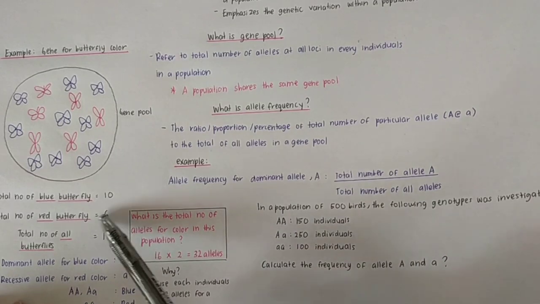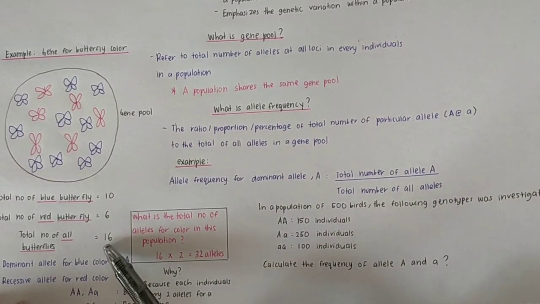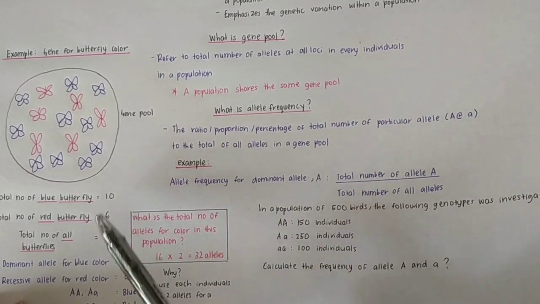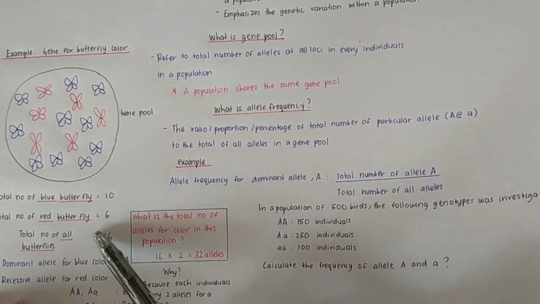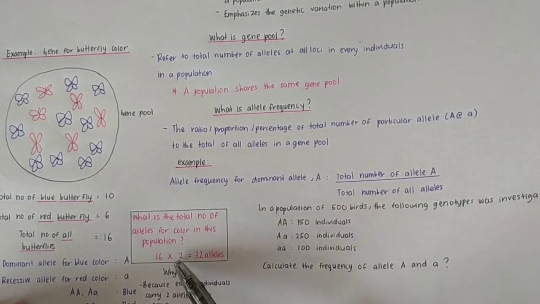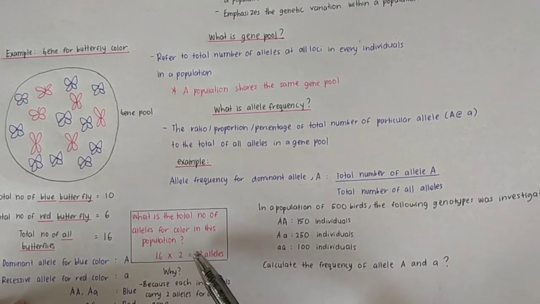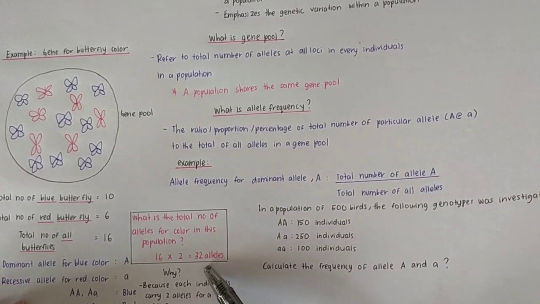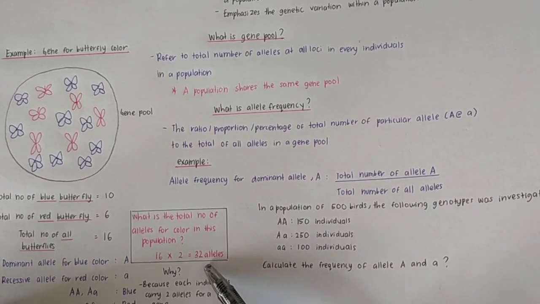So, firstly, the keywords: you find the total number of butterflies in this population first. So, bila kita cari tadi, kita dapat total number of all butterflies adalah 16. Okay, and then you have to times with 2. So the answer of the total number of allele for color in this population is 32 alleles.